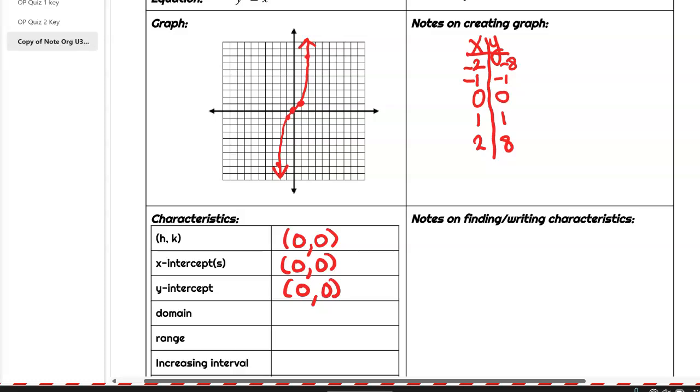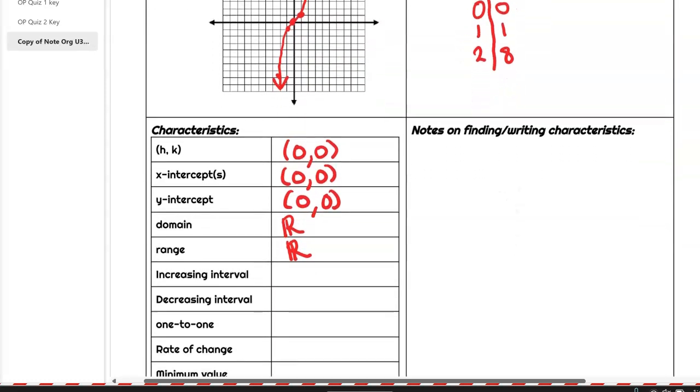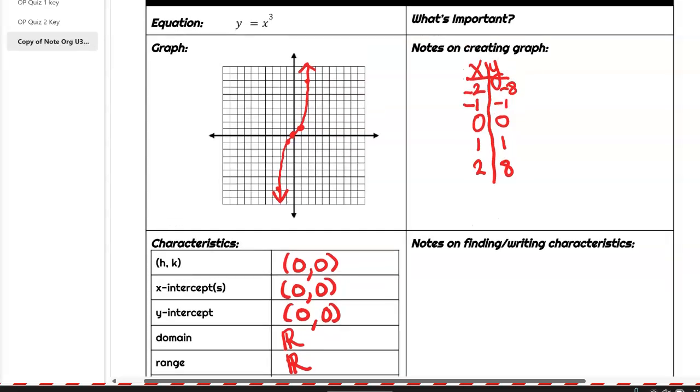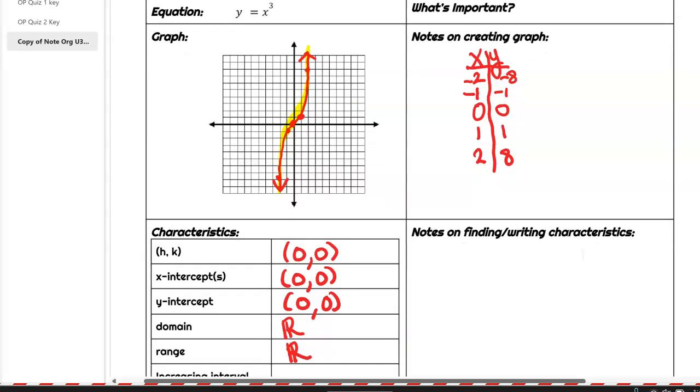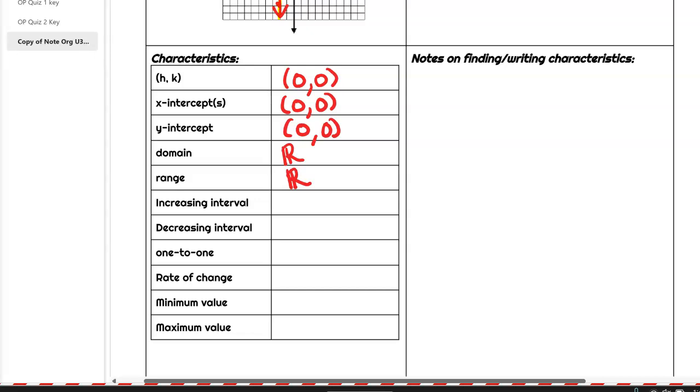The domain for this graph, since it has no stopping points or turning points, is all real numbers for both domain and range. And as I trace this graph to look at the increasing and decreasing intervals, the entire time I would be going upward as I traveled from left to right. So that means the entire graph is increasing. The increasing interval is the entire domain, which is -infinity to infinity. And there is no decreasing interval because the graph has no distinct turning point.